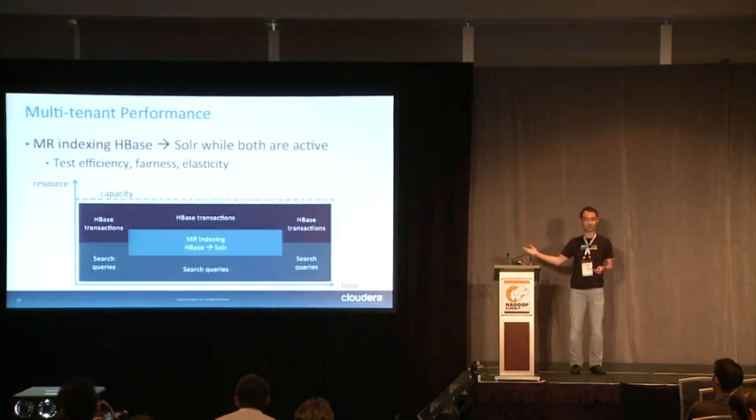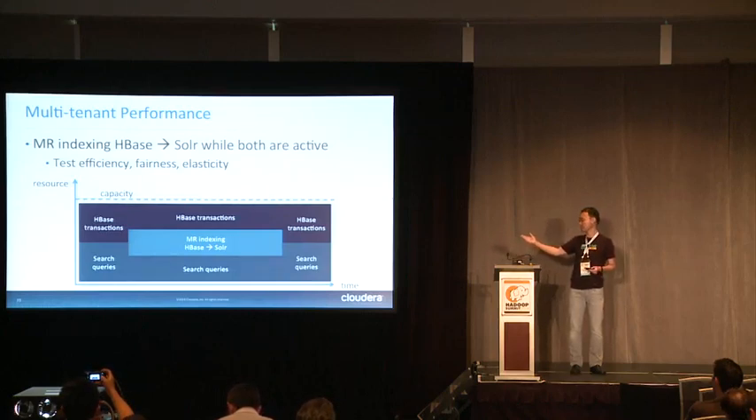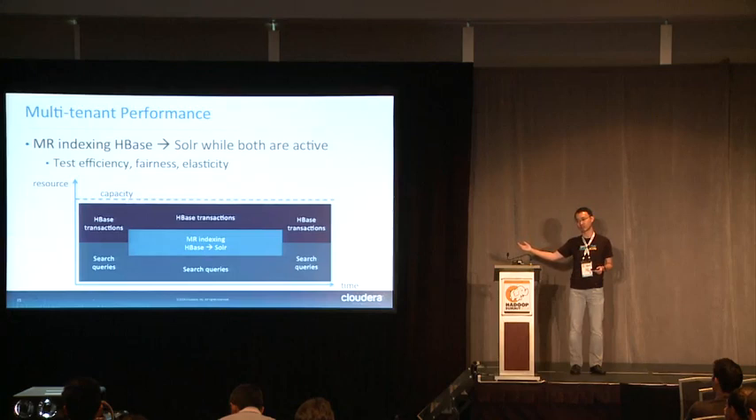When you do this for real in a production environment, of course, HBase and search will be serving transactions and queries at the same time. Now, this becomes much more interesting. You can see that MapReduce indexing takes longer because it consumes only a share of the cluster resources. The question is, how much longer?